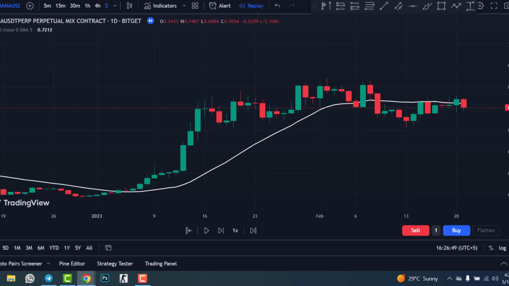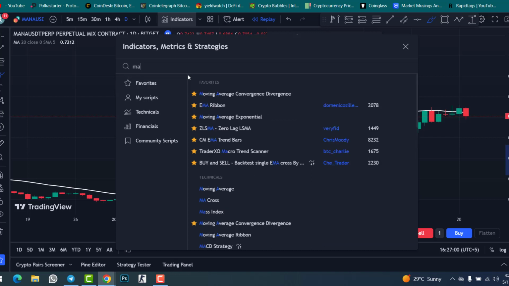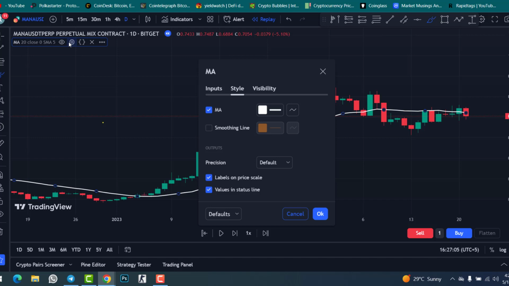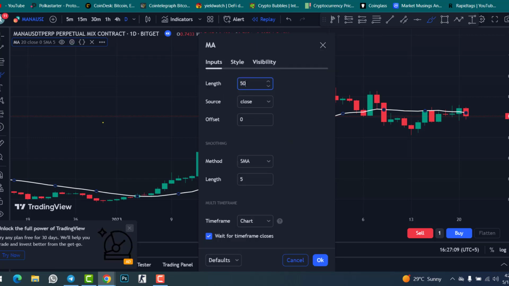So as you can see in here, this white line is the 20 moving average. If you don't know how to access this indicator, simply go to indicators and then type MA, and make sure to click on moving average. After that you can change the setting, whether you want to go with 20 length or you can go with 50, even 100 and 200. The smaller length you use, the quicker you can get a signal. So that's why in this video I'm going to use the 20 moving average.